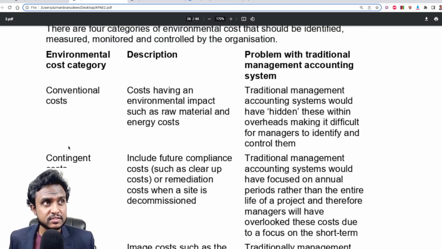Now, conventional costs are costs that have an environmental impact, such as raw material, energy costs. So, conventional is just your basic understanding of what is coming from the environment, what are we gaining from the environment. The costs related to that.